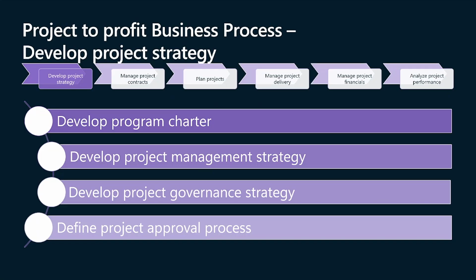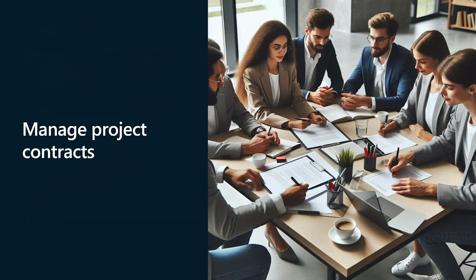Define project approval process, outline criteria and procedures for approving project deliverables and milestones, including the approval hierarchy and required documentation to ensure all outputs meet required standard before implementation. By following these steps, we can develop a robust project strategy that provides a clear roadmap for successful project execution and delivery. Now let's move to the second business process, L2, so manage project contract.